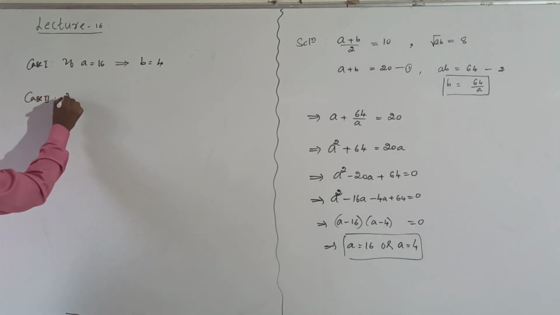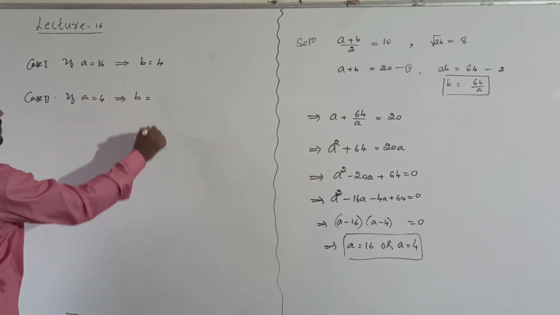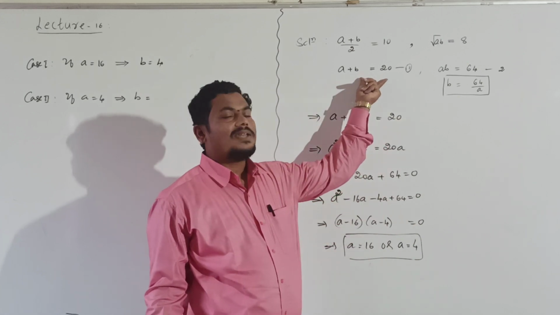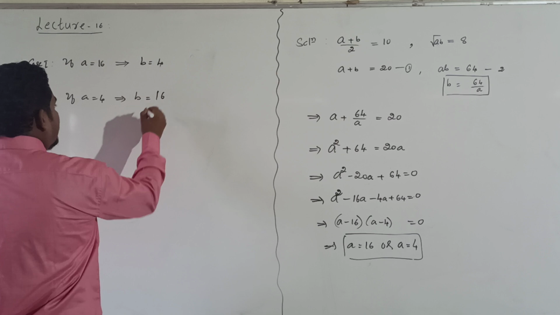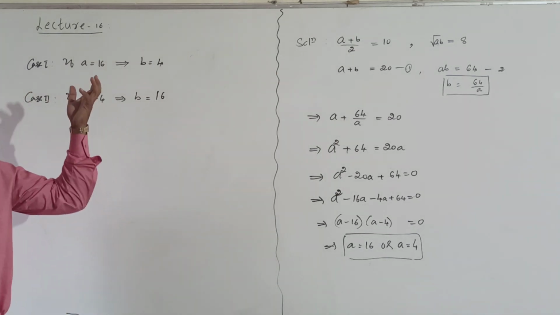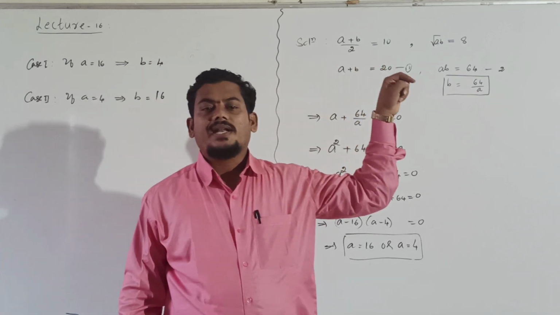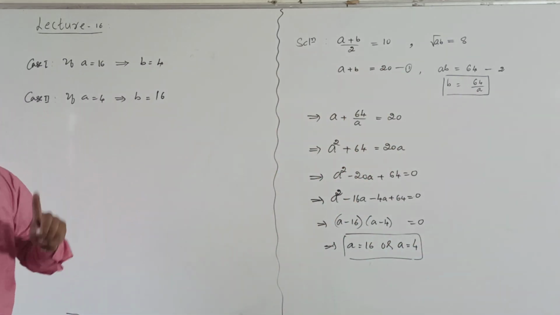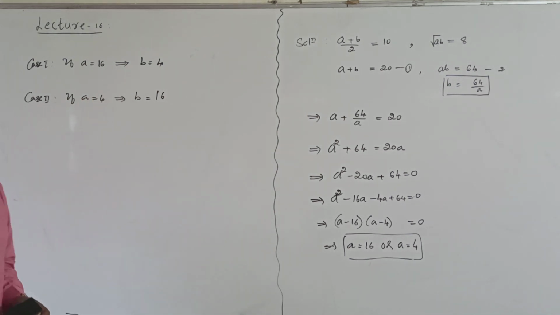Then case 2. If a is equal to 4, then what is the corresponding b value? Simply look at equation number 1, then clearly you get 16. Arithmetic mean between two numbers is 10 and their geometric mean is 8, then those numbers are 16 and 4 or 4 and 16. It's also important to mark this.